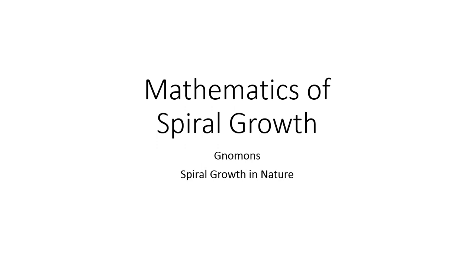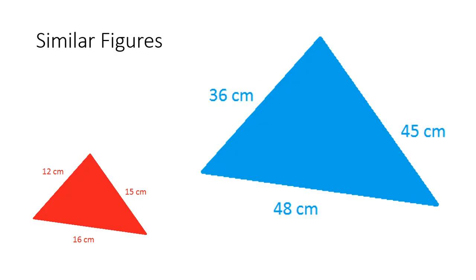Alright, so this will be the second half of chapter 9, and again we're still looking at the mathematics of spiral growth, and we're looking at gnomons and spiral growth in nature. This is a pretty short one, so let's get started. So the first thing is, before we talk about gnomons, we've got to talk about similar figures.